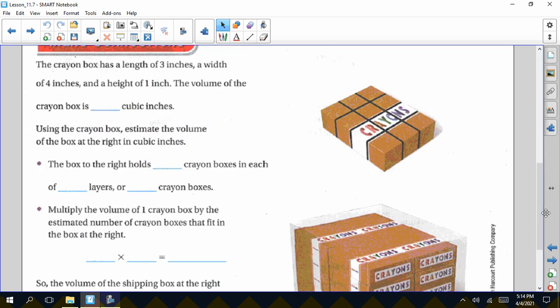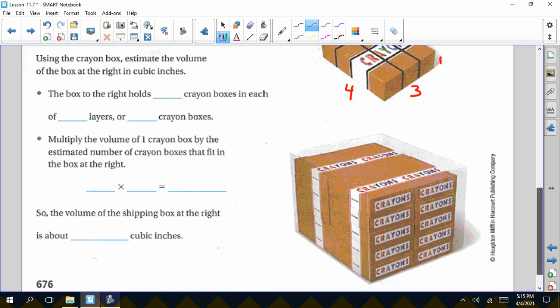The crayon box has a length of 3 inches, a width of 4 inches, and a height of 1 inch. We need to find the volume of one crayon box. So we're solving this by taking 4 times 3 times 1 to find the volume, or if you counted, it's made up of 12 little cubes inside of there. So it has a volume of 12 cubic inches.